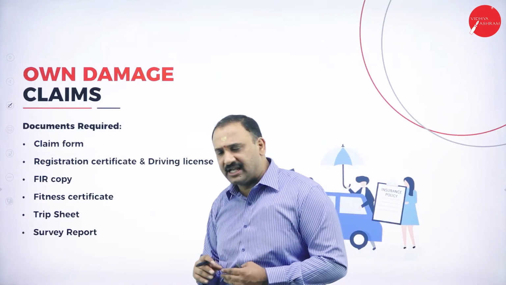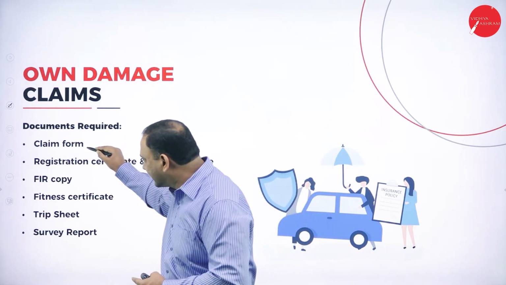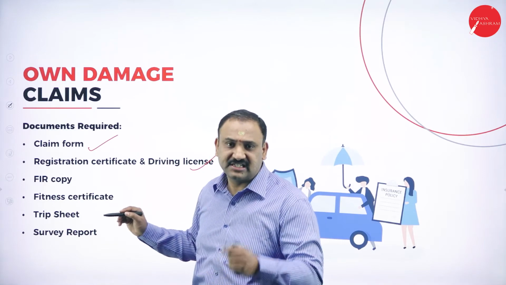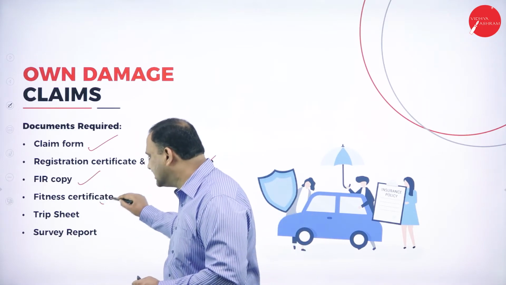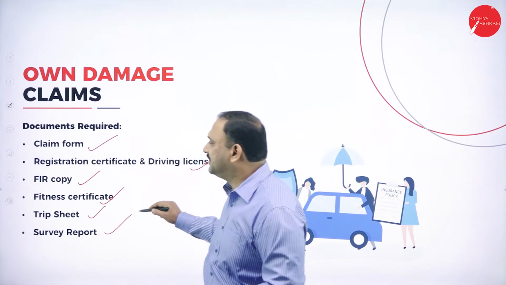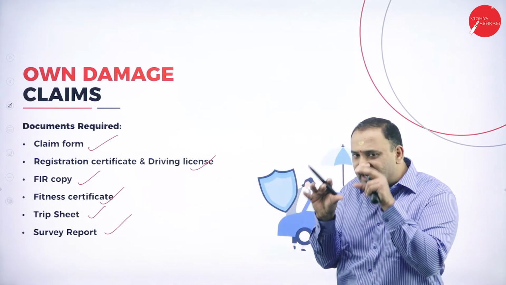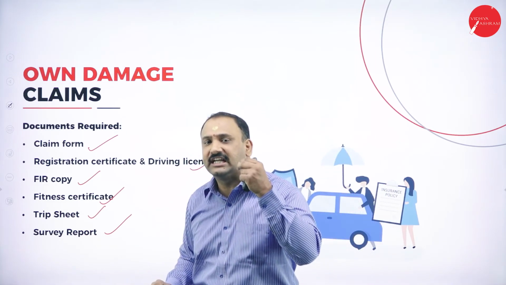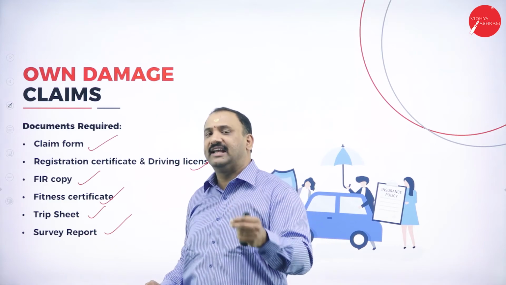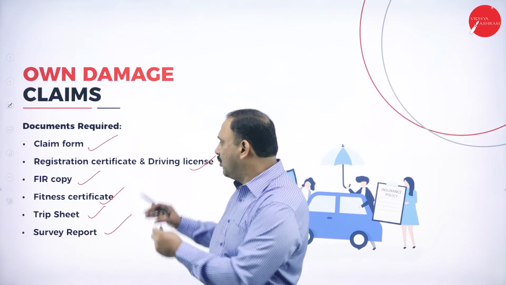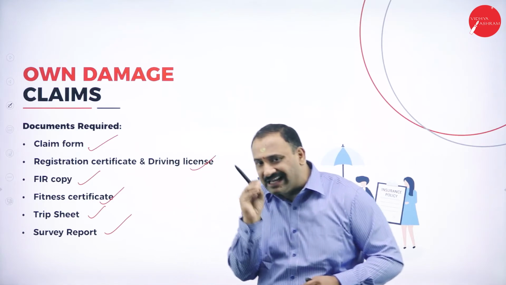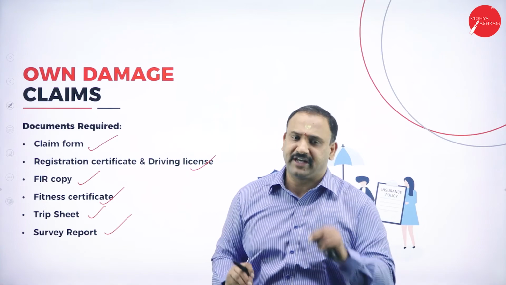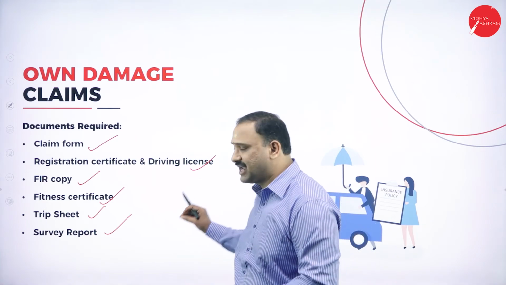Now, the own damage claims. What are the documents required? You need the claim form, the registration certificate and driving license, the FIR copy, fitness certificate, trip sheet, and survey report. So just look at all the factors that we are talking about. You start with the claim form, the basic claim form, where you fill in the details, telling them why I am going to claim insurance here, followed by the registration certificate. The RC book is mandatory along with the driving license.